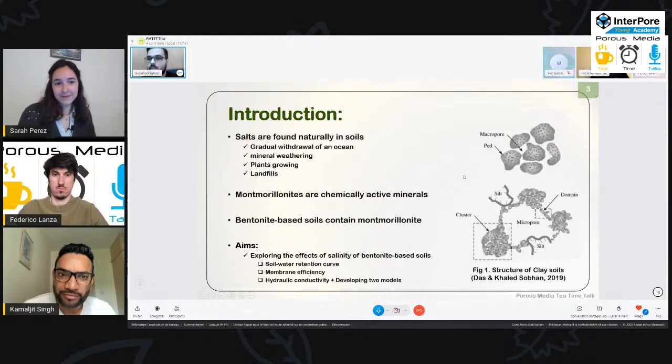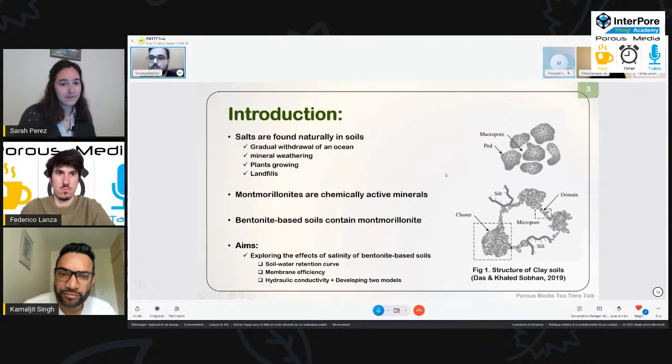Salts occur naturally within soils and water. Salinization can be caused by natural processes such as mineral weathering, gradual withdrawal of an ocean, and plants growing, or landfill leachate. Bentonite is an absorbent swelling clay consisting mostly of montmorillonite. It comprises two kinds of pores, meaning macro and micro pores, as you can see in these two figures. Existing cations in soil pore water could effectively change these two kinds of pores and consequently the soil's structure. Therefore, today we aim to explore the effects of salinity on some soil properties like SWRC, membrane efficiency, and hydraulic conductivity in the following slides.